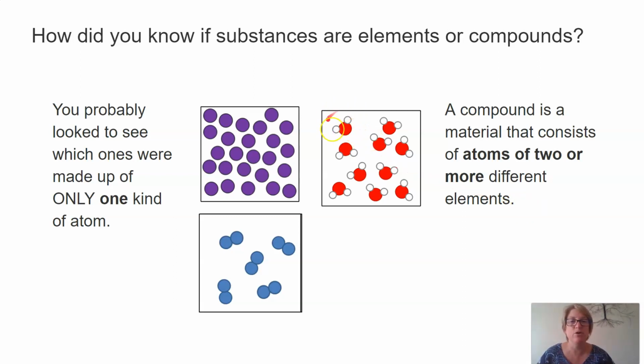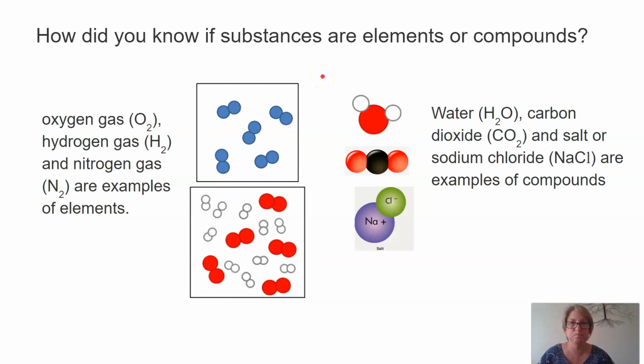So if we have a look here, we have one atom of an element represented by red, and we have two atoms that are represented by the white dots. Let's go a little deeper into this question. How do we know if substances are elements or compounds? How would we go about assigning an element to these diagrams?